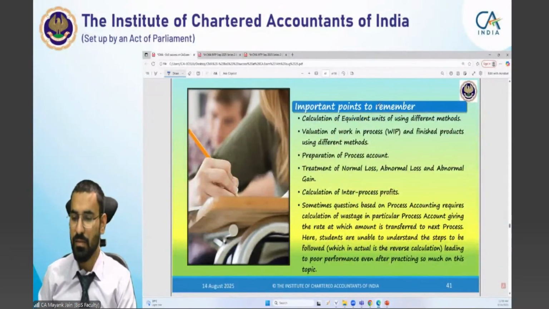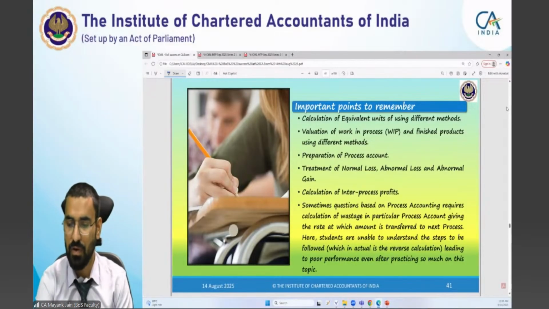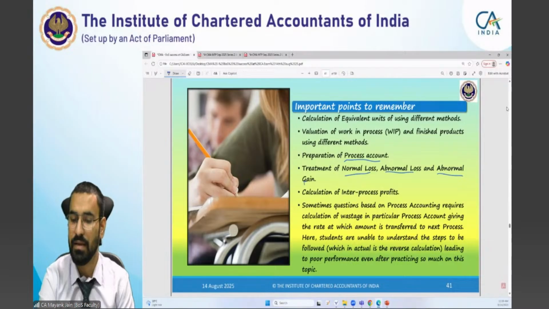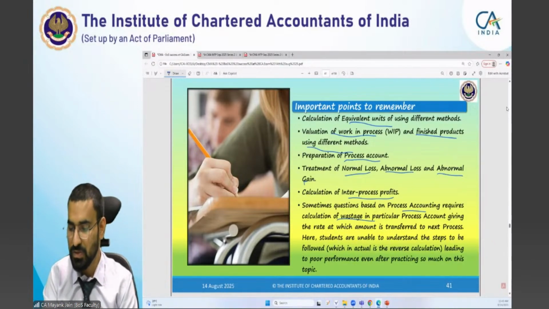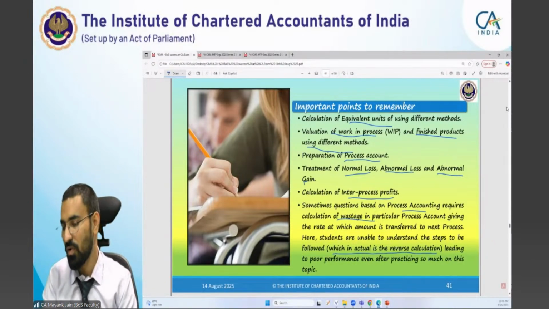And these are some of the important points. You may take screenshot: preparation of costs, process accounts, normal loss, abnormal gain, inter-process profit, valuation of WIP, finished products using different methods, equivalent units, and the wastage calculation, which is actually a reverse calculation. I've already said this.